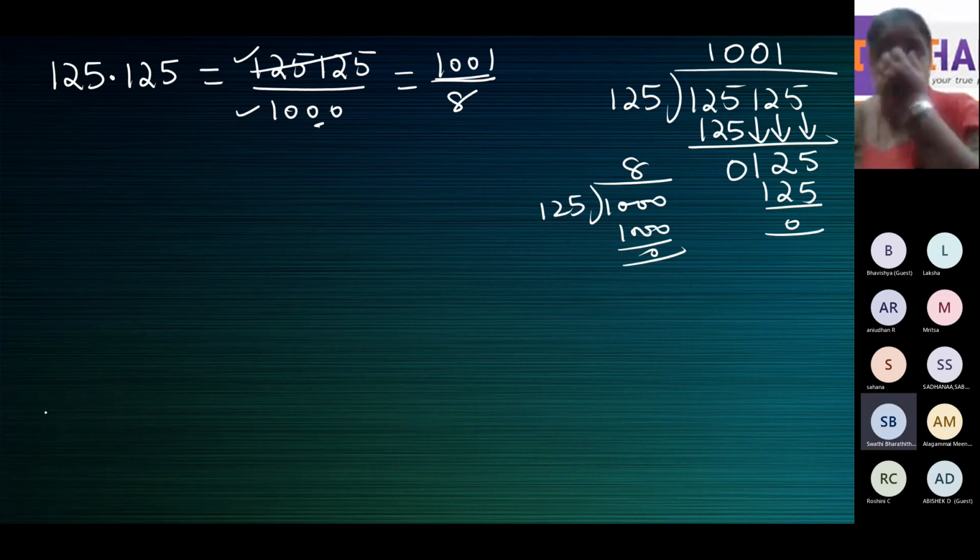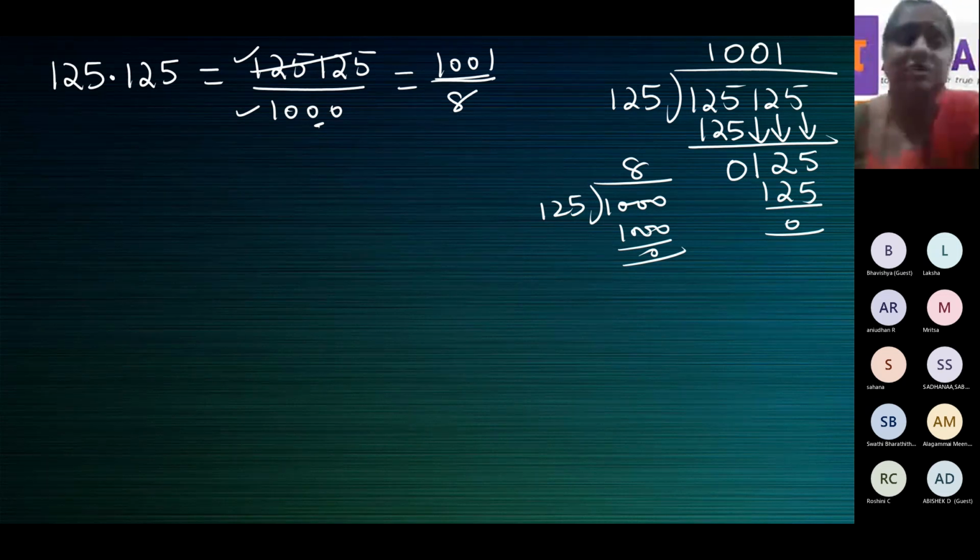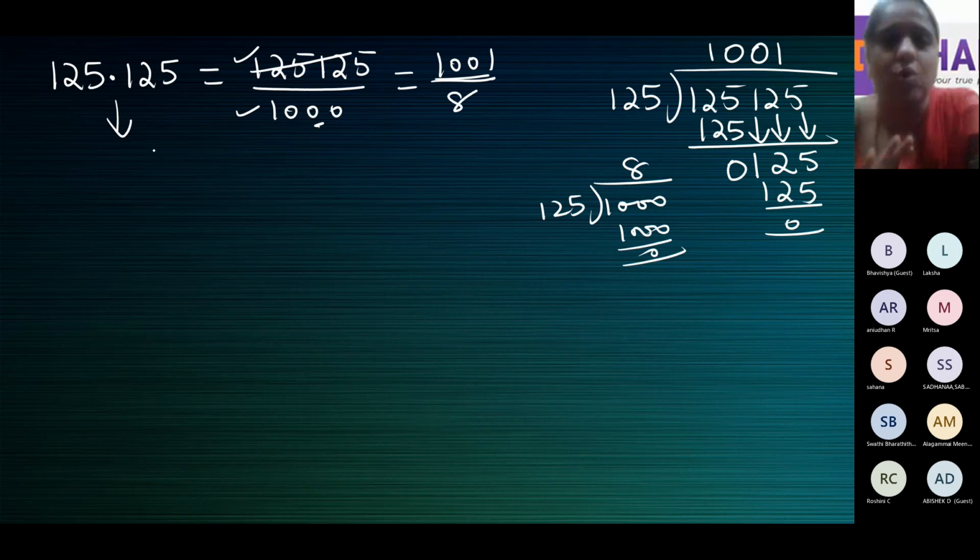Ma'am, is it also okay to divide this rational number by 5 three times? Yes, you can divide by 5 three times. When you divide by 5, you will get the same thing, 1001 by 8. Now this is a terminating decimal, because 125.125 is a terminating decimal.